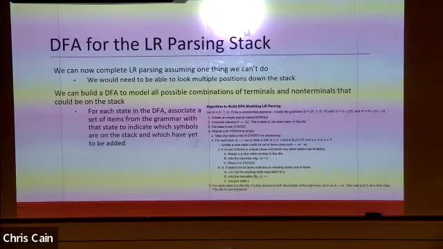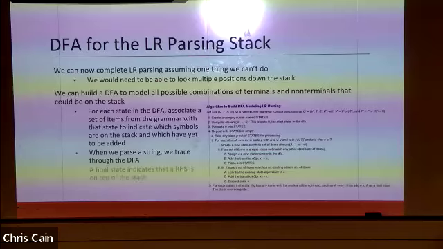All right, every state in the DFA is going to have a set of items from the grammar to indicate which symbols are on the stack and which have yet to be added. When we parse a string, we trace through that DFA, and the final state indicates that we have a right-hand side on top of the stack and we're ready to reduce. So let's actually construct one of these, because I think this is a lot to take in. We'll come back to this algorithm.